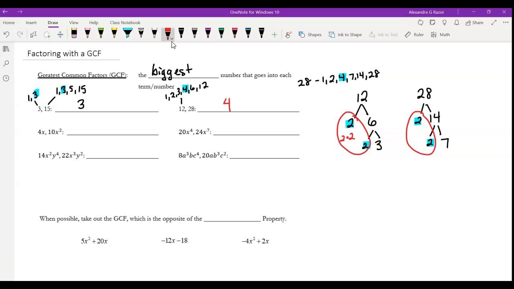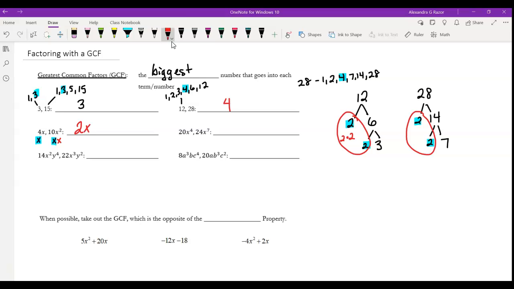Okay, so for this one, 4 and 10, the biggest number that goes into each one is 2. But let's look down here at what happens. This one has 1x. This one has 2 x's. Remember, it has to have the same in each one. And so for this one, I have 1x here and 1x here. So that means I can only take out 1x.